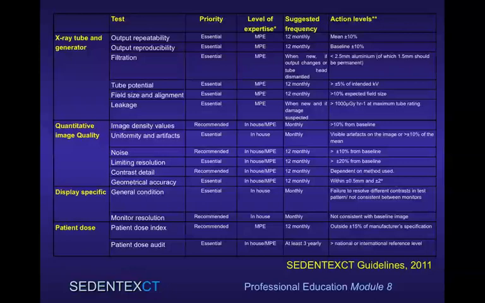From the Sedentex CT guidelines document of 2011, you can see the suggested frequency of different tests recommended in the quality assurance program, their priority levels, and the sort of expertise that's involved, whether these can be done in-house by the clinical staff or whether the advice or contribution of a medical physics expert is required. This table also shows action levels when something needs to be done if the equipment or the image quality falls outside the recommended levels. Take some time to go through this in detail.